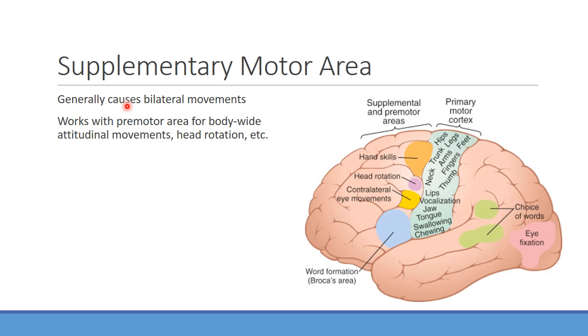And so you're also going to find that this is going to work with that premotor cortex for body-wide attitudinal movements, head rotation, eye movement, things like that. And so you're going to see more complicated features. And what I think about it is the premotor and supplementary motor cortex, I just lump them together essentially. And so again, there's just going to be more complicated movements as opposed to the motor cortex.